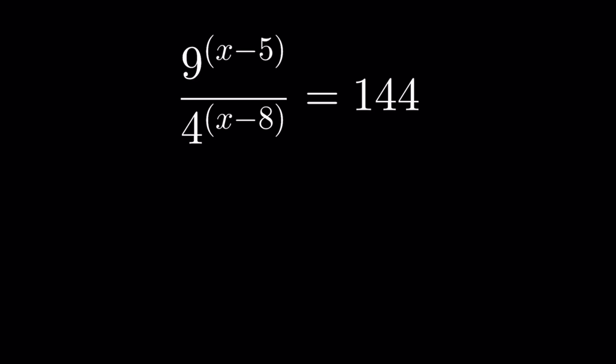9 raised to the power x minus 5 upon 4 raised to the power x minus 8 is equal to 144. We have to find the value of x. Now there is an identity: a raised to the power m minus n, we can write as a raised to the power m upon a raised to the power n.